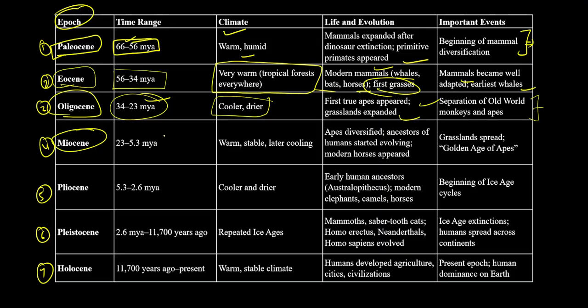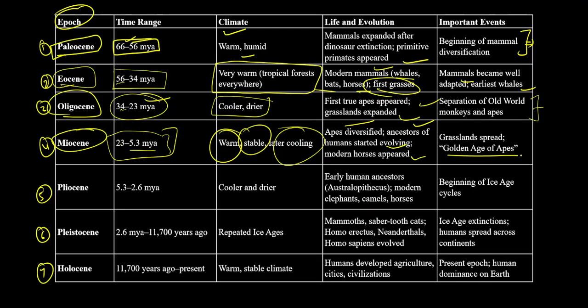In the Miocene epoch, which existed 23 to 5.3 million years ago. Okay, no, it's 23 to 5.3. The climate was warm, stable, and later it was much cooler. Apes diversified, ancestors of humans started evolving, and modern horses also appeared. We can say the golden age of apes is the Miocene epoch.